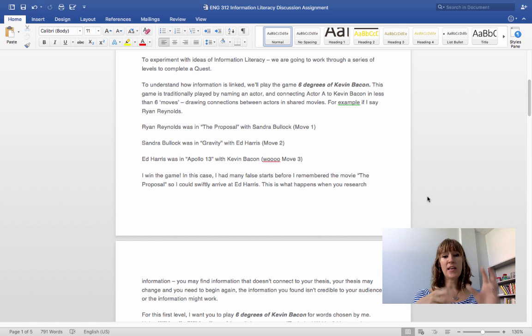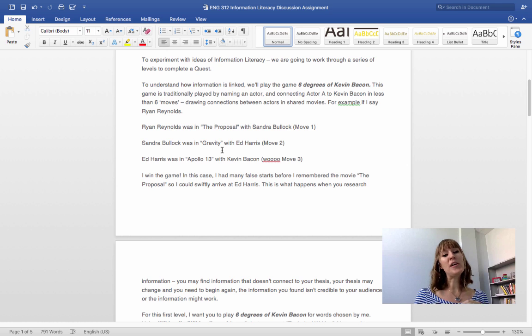So Ryan Reynolds, and I say this down below, I went through a series of steps before I found this path, and that's okay. That does not mean you lose, and that does not mean you fail this assignment. What I want you to do instead is write down everything that you think and every step that you take, even the false starts. Ryan Reynolds was in the movie The Proposal with Sandra Bullock. Sandra Bullock was in the movie Gravity with Ed Harris. I knew if I went through Gravity, I would have access to a certain type of actor that I knew Kevin Bacon had acted with.